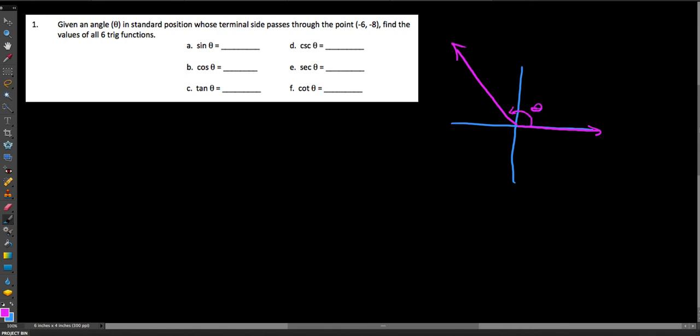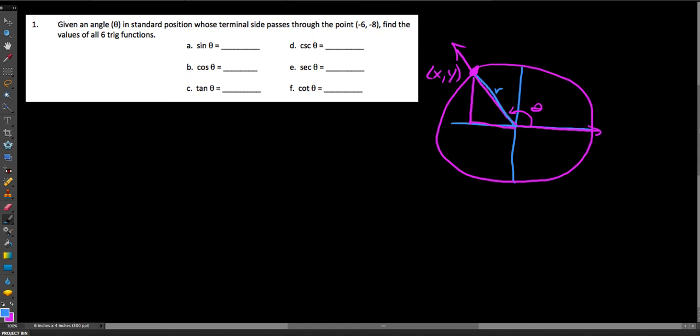Recall that as long as we know a point on the terminal side of our angle, (x, y), where this intersects a circle of radius r, then we can create a right triangle out of the situation. I'll highlight this in blue. Here's our triangle, and we know the x and the y, given that we know this point on the terminal side. Our distance r is just the distance from the point to the middle.